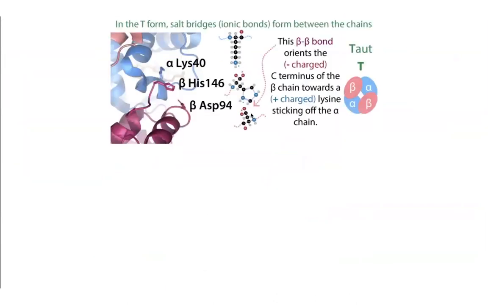What happens is that in the T form, you're going to have salt bridges. So remember, those are ionic bonds that are going to form between the chains. Remember, we have those alpha and the beta chains. What we're looking at here is part of one of the beta chains, and this His 146 is going to be the C terminus.